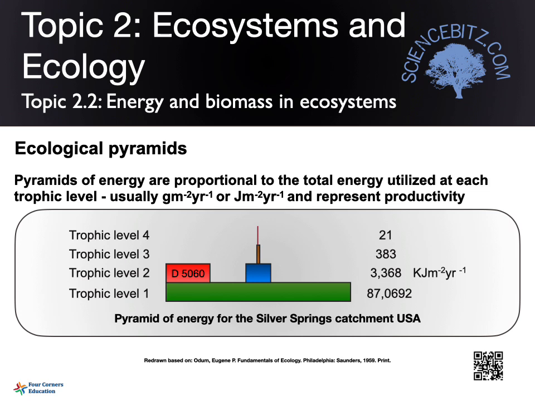Pyramids of energy measure energy in terms of either grams per meter squared per year, and in this case we're really talking about grams of carbon, or in joules per meter squared. And it represents the productivity. We're actually talking about how productive a system is. So this one again is from Silver Springs catchment in the USA.